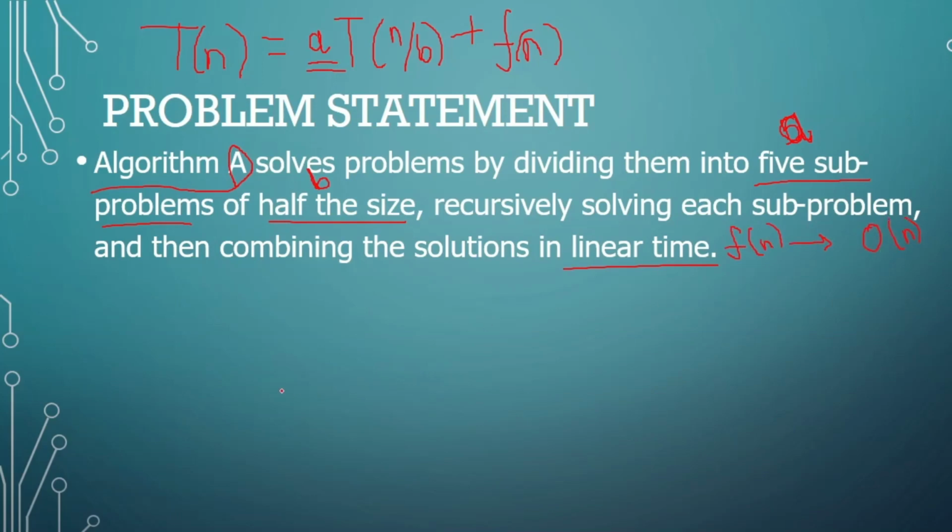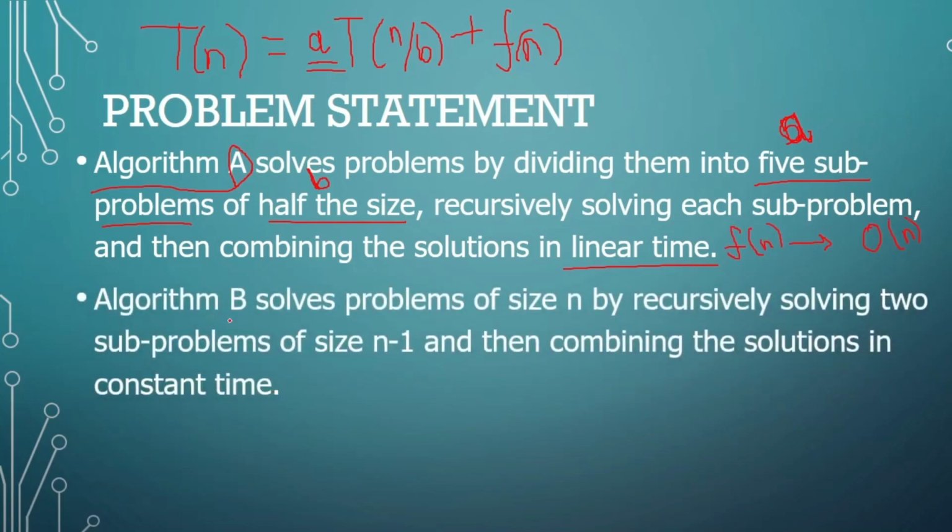Let's check out another problem. Algorithm B this time solves the problem by recursively solving 2 sub-problems. So 2 is a, and the problems are of size n minus 1. So we can have (n - 1)/1, so in this case b would be 1. Then combining the solutions in constant time is O(1).